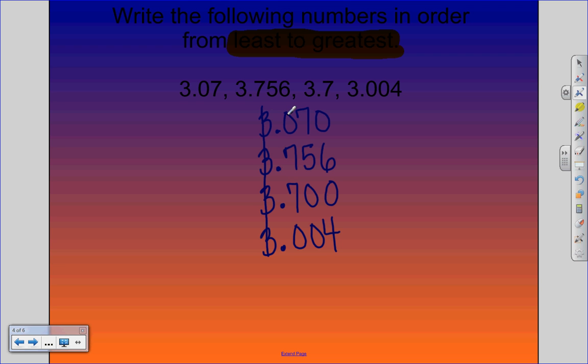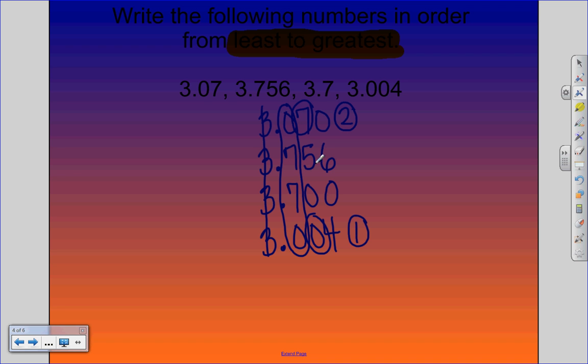3, that doesn't help us. The tenths place value is going to help us. The first one has a 0, and then the second number has a 7. Here's a 7, and here's a 0. So we want the smaller of the two. So here's a 0, and here's a 0. So we're going to look at the top number, which has 7 hundredths, and the bottom number has 0 hundredths. So this bottom number is going to be our least number, or our number that's the smallest. The top number is going to be number 2 in line.